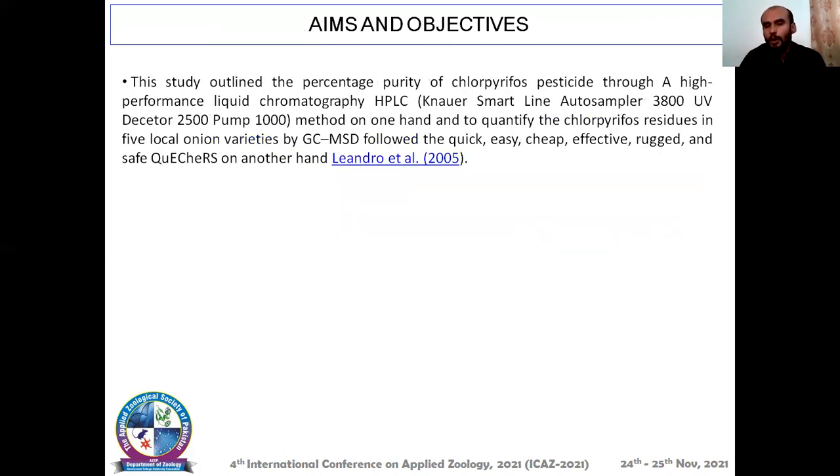The aim and objective of this study was to determine the percentage purity of chlorpyrifos pesticide through high performance liquid chromatography, to check whether the percentage provided by the manufacturer company is the same or not. On the other hand, the chlorpyrifos residue was checked in 5 local varieties by gas chromatography mass spectrometric detection using the QuEChERS method.